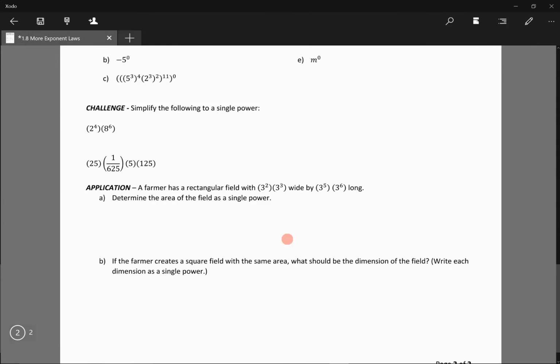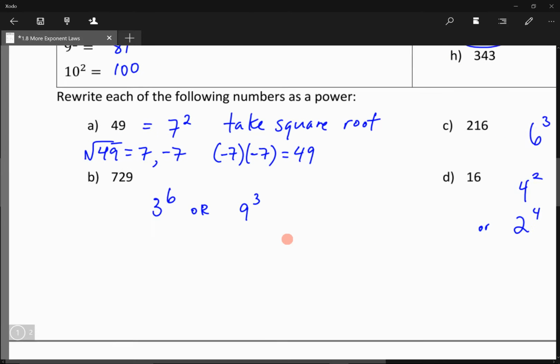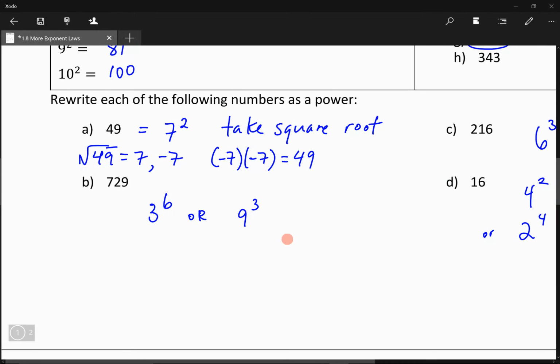I didn't write them in here, but basically it says that if a number is divisible by 3, then the sum of the digits should be divisible by 3. So what is the sum of the digits? 7 plus 2 plus 9 is equal to 18. And I know 18 is divisible by 3, so if I divide by 3, I get 6. So I know it's divisible by 3.